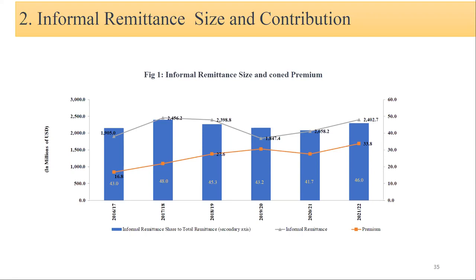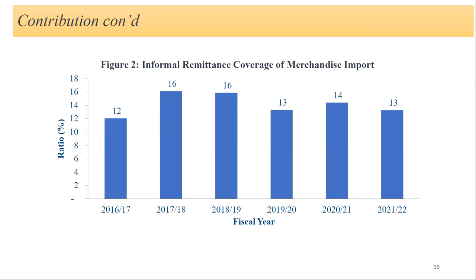Next slide, please. When we look at its contribution to imports, we estimated the informal remittance flow to Ethiopia and calculated its import coverage. In the 2016-17 fiscal year, it covered 12% of our merchandise or goods import, and the maximum was 16%. During the last fiscal year, it covered 13% of our merchandise import. So there is a huge inflow of remittance through the informal channels.